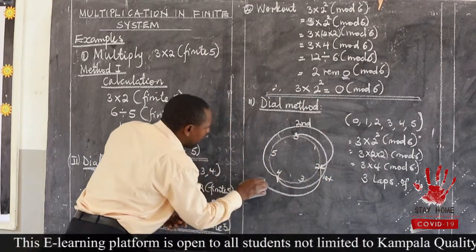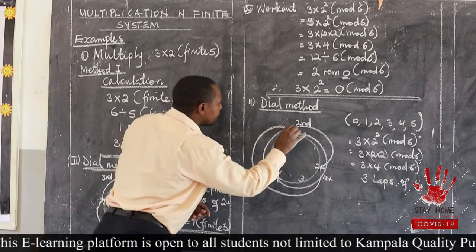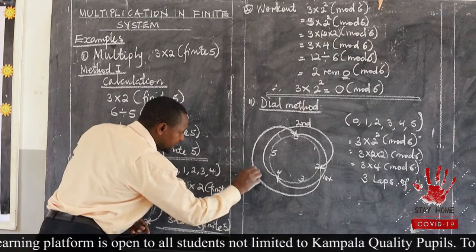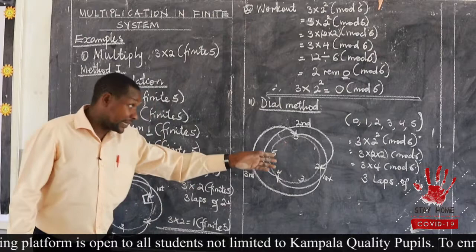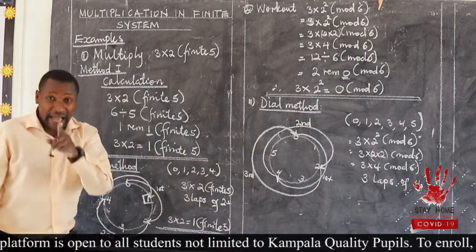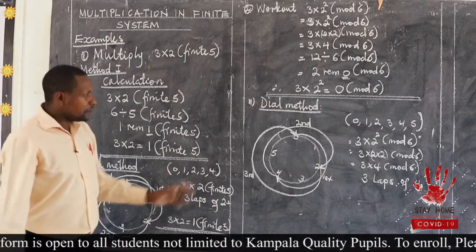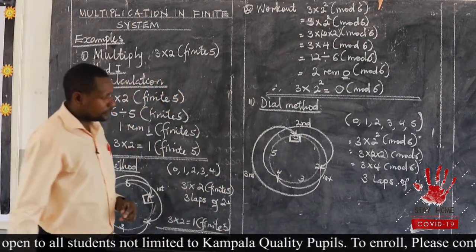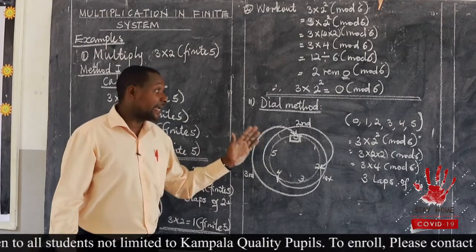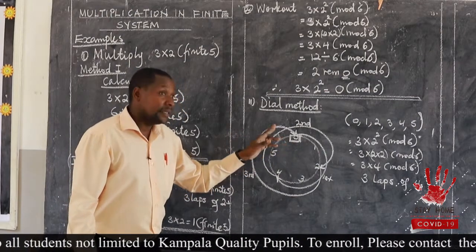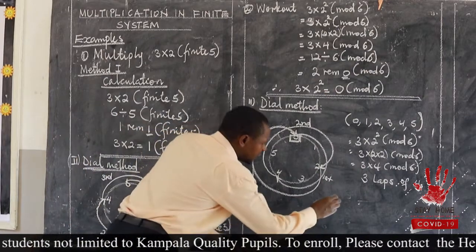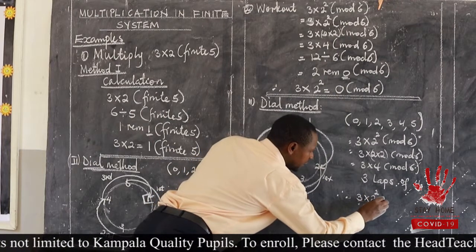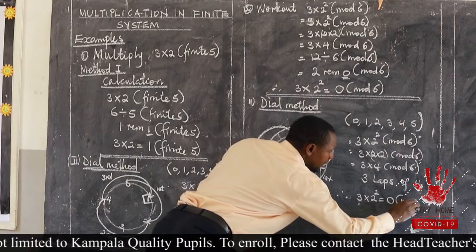So I will move. Follow me properly because somebody who has not been watching cannot make this. And my third lap is this one. Somebody who has not been watching cannot even understand exactly what I'm doing unless you are watching. So, look at where the third lap or the last lap has stopped. To be sincere, if you have 2 eyes, you identify that it has stopped on 0. Finally, what shall we say? We shall say, if I have 3 times 2 squared, the answer is going to be 0, and this is mod 6.